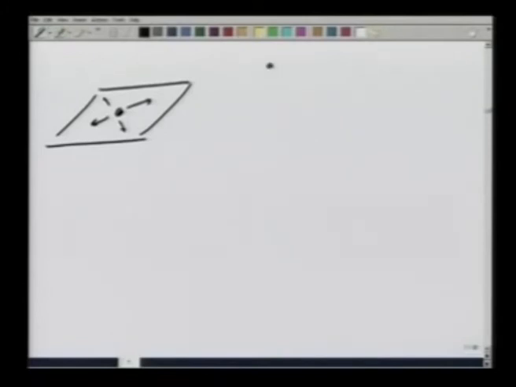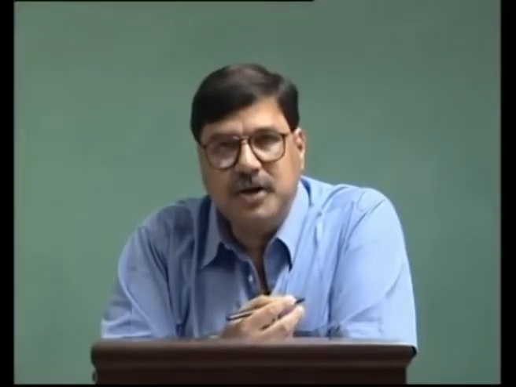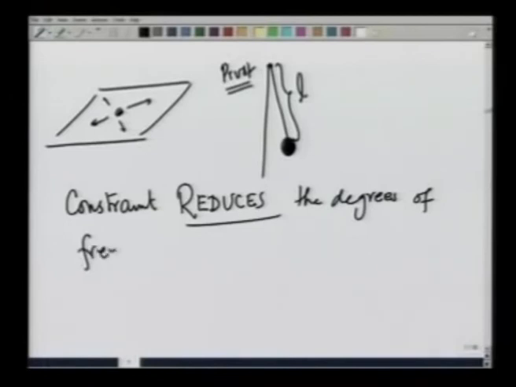Similarly, if I take this pendulum example that I took, the constraint is that the distance of the bob of the pendulum is fixed from the pivot point. So you see, we are putting constraints whereby we restrict the motion. And what does a constraint do? A constraint reduces the degrees of freedom of a system.